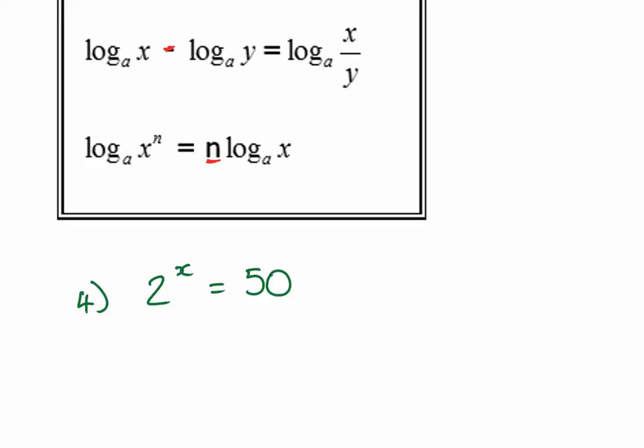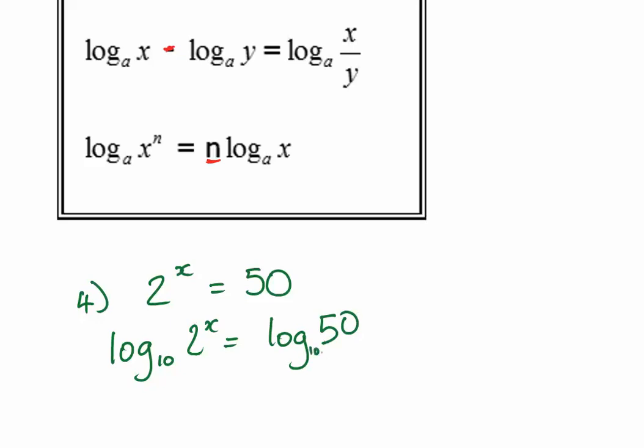So what we're going to do for this question is take logs of both sides of this equation. Now we can use any base at all here, but it would be helpful if we used a base that perhaps we've got on our calculator. So for this one I'm going to choose log base 10. So I'm going to take log base 10 of both sides of this equation. And that makes sense for us to do.